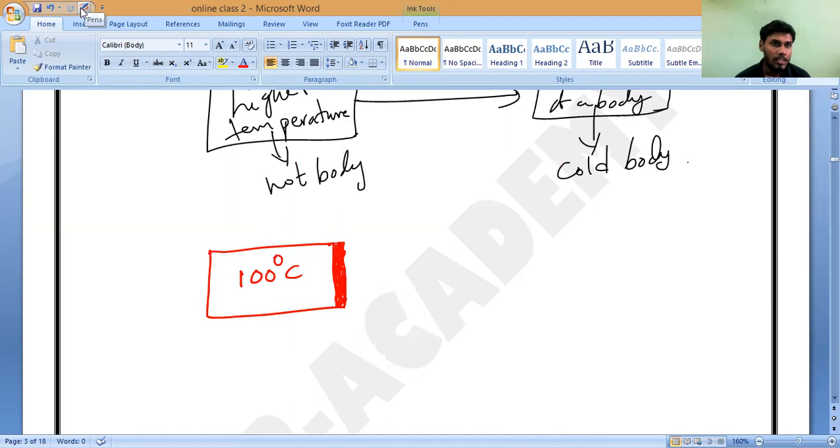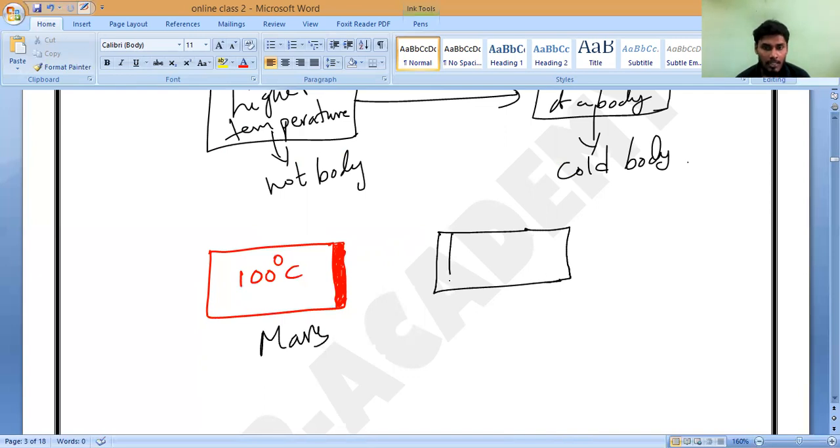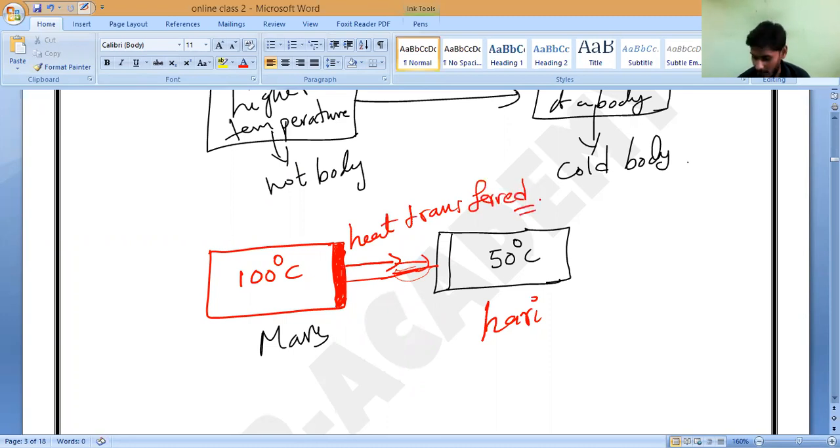Now understand, another body, let me imagine this is Mari, and the other body is Hari, who has a temperature of 50 degrees Celsius. Now will heat transfer or not? Both of them will come and contact each other. So now Hari and Mari will come in contact. Heat will start transferring from Mari to Hari. Is it yes or no? Yes, sir. I'm 100 degrees Celsius, sir, hot. He's warm, sir. He is the cold body.